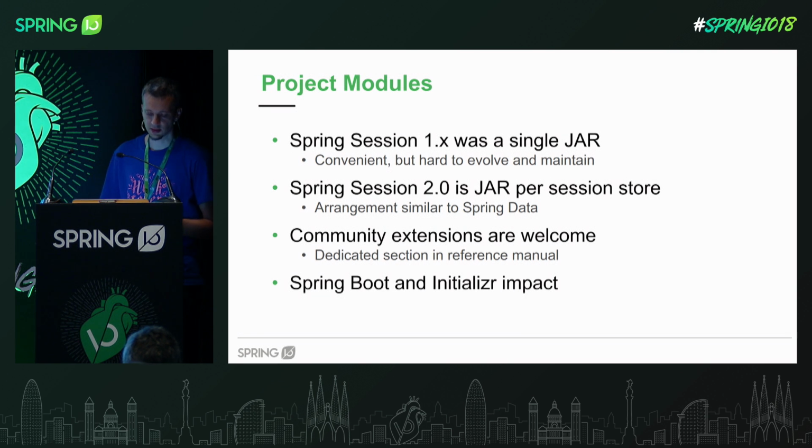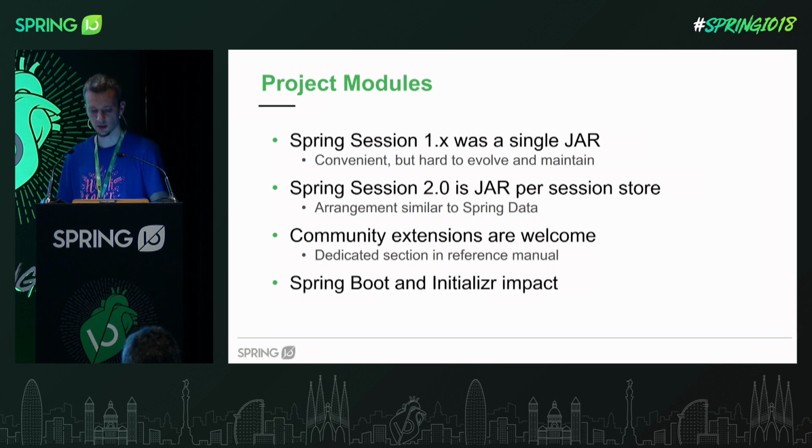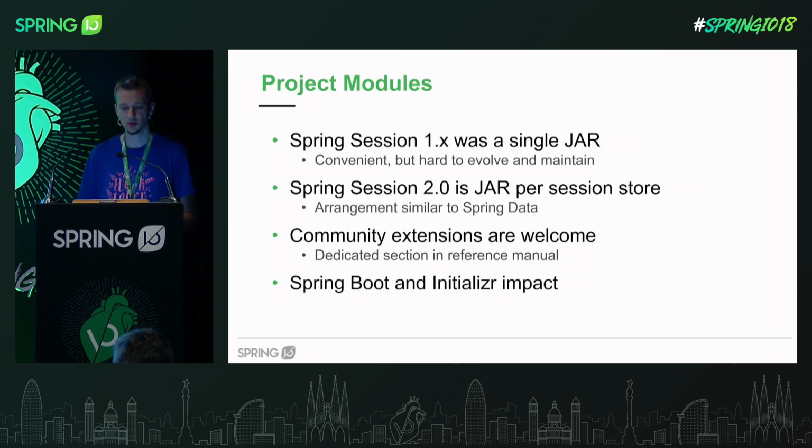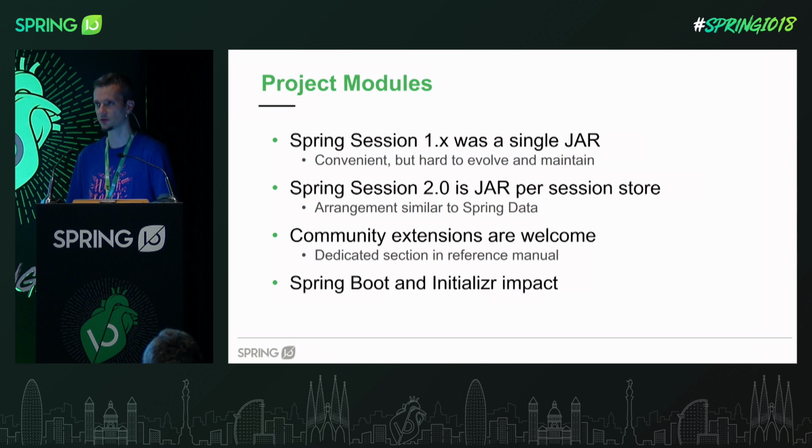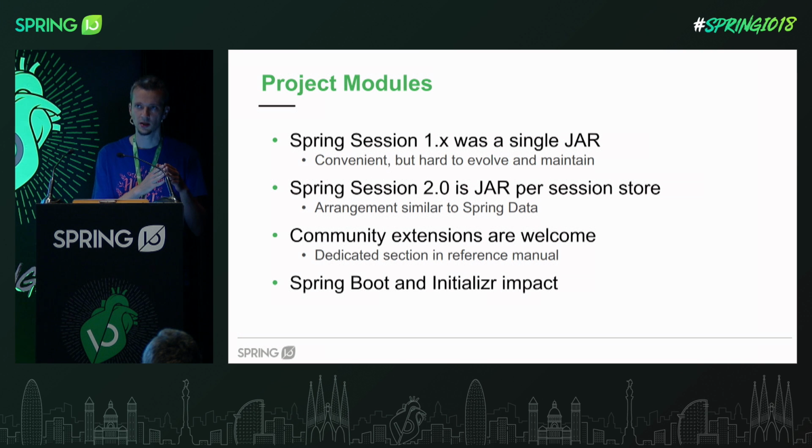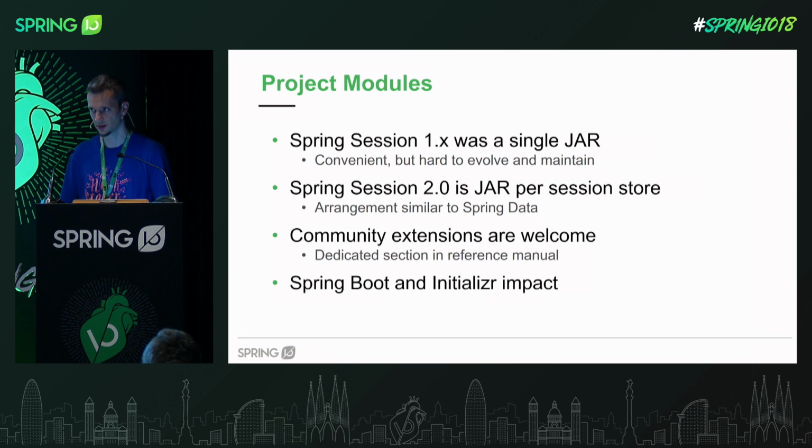And finally, this split had some impact on Spring Boot and initializer, that is start.spring.io. With Spring Boot, previously with Spring Session 1, if you wanted to use Boot's auto configuration facilities for Spring Session, you needed to declare this application property spring.session.store-type, right? Because with all the session repository implementations placed in a single jar, Spring Boot couldn't deduce by itself which one you really intend to use.